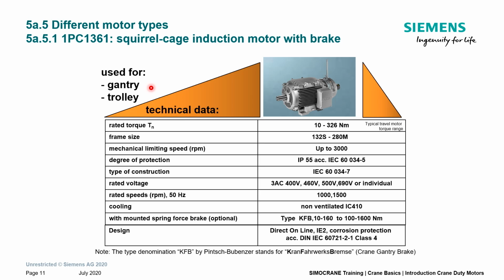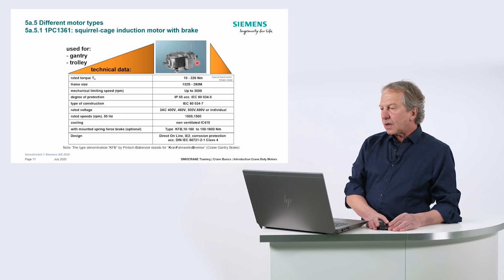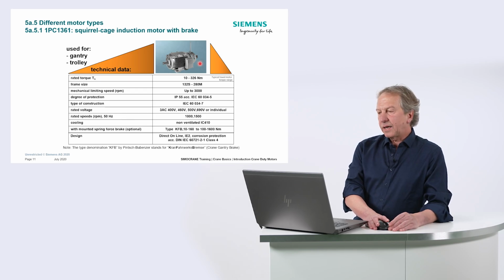And the special thing is, what I mentioned, for gantry and for trolley, normally you need a holding brake or operational brake. And here we have a design where the brake is directly mounted on the B side of the motor. There's discussion in the market about advantages and disadvantages of a directly mounted brake or a freestanding brake. Yeah, as I said, advantages, disadvantages.